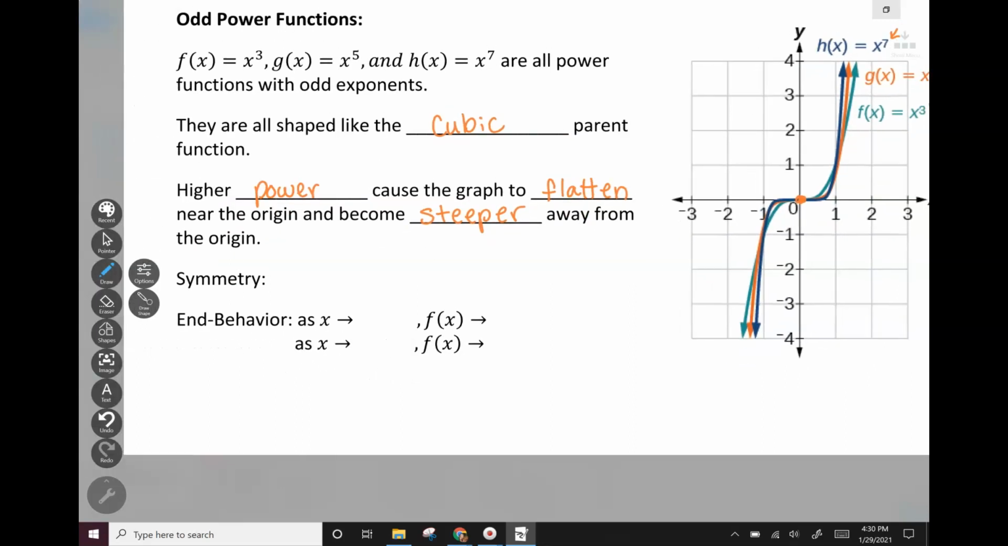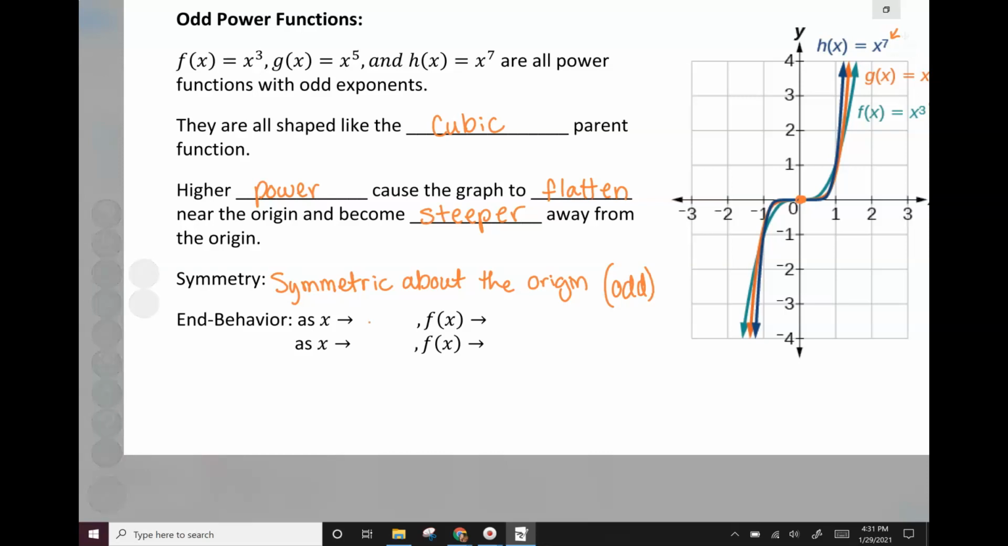All right, symmetry. This is symmetric about the origin. And remember, we talked about symmetry about the origin with odd functions. Again, this is an odd function, so it makes sense that it's symmetric about the origin. And remember, that just means you could rotate it 180 degrees, and it will look exactly the same.